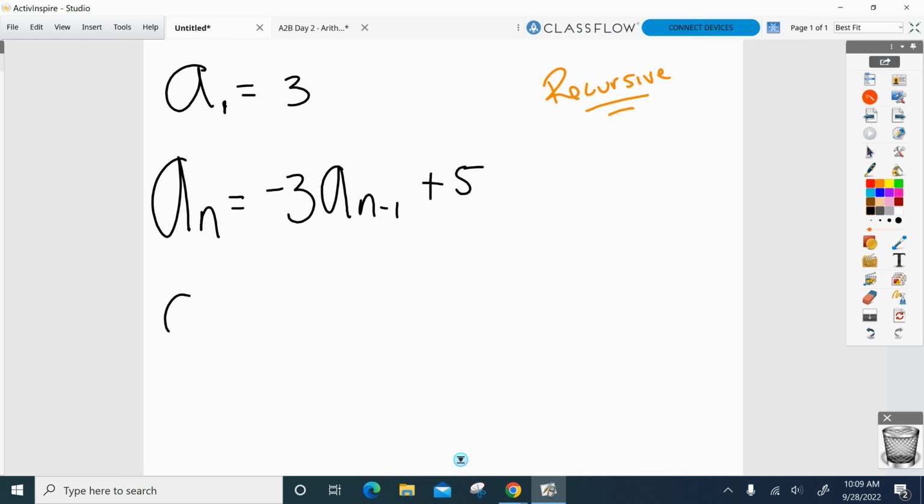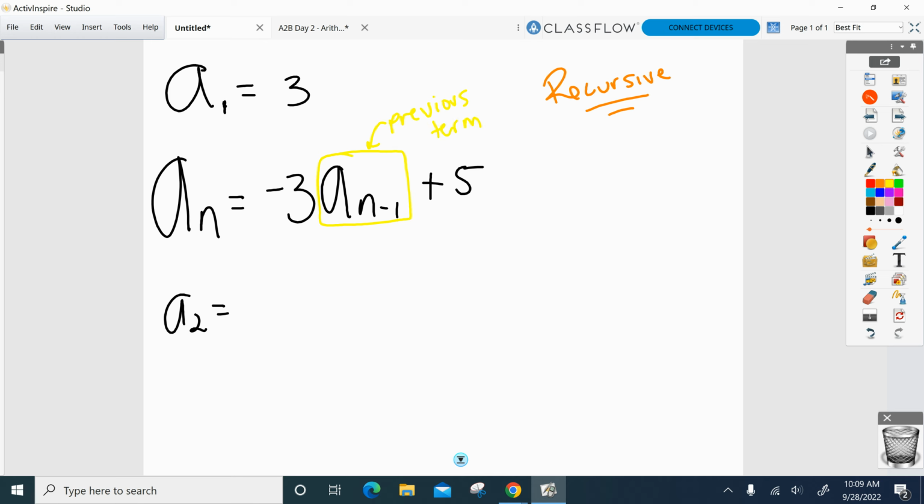So if I wanted to find the second term, I guess I should have stressed this more yesterday. What's that represent right there? What is that telling you to plug in? Previous term. Nothing else but the previous term. No +1, no -1. Whatever the previous term is, we plug it in. All right, so that's the previous term.